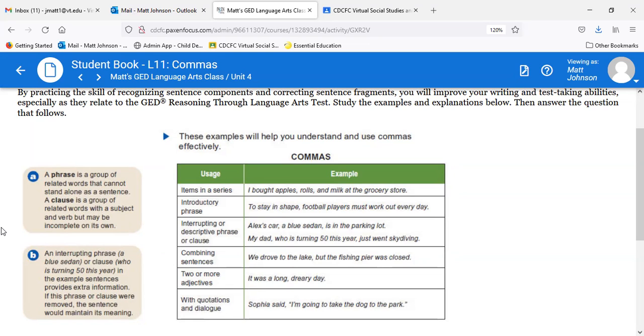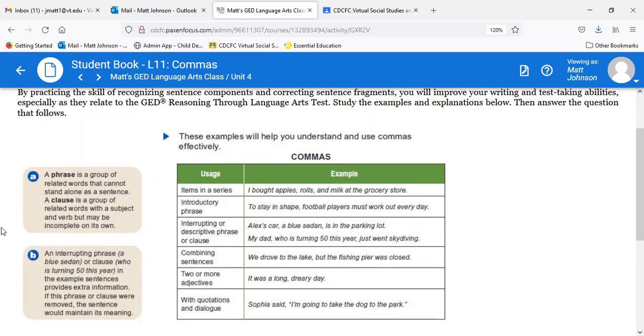Combining sentences, right? So a compound sentence, just like I mentioned, is two whole sentences. They have a subject, verb, and then a tail to complete that. We drove to the lake, but the fishing pier was closed. So we drove to the lake. It's a whole sentence. The fishing pier was closed. Whole sentence.